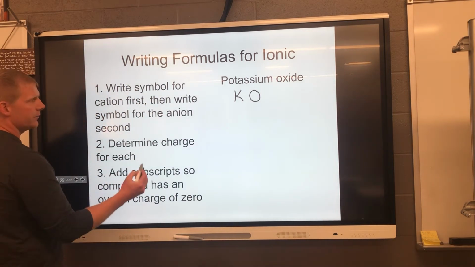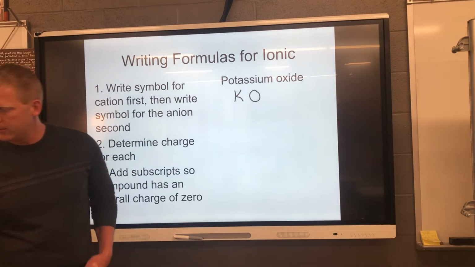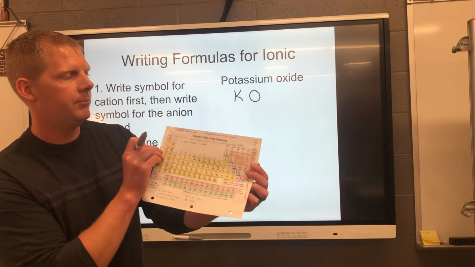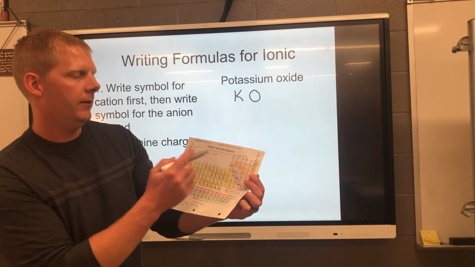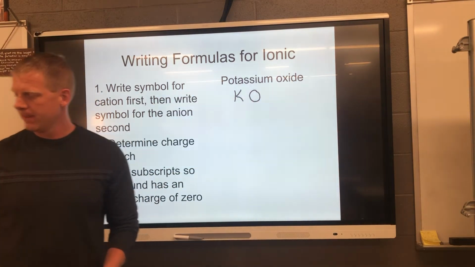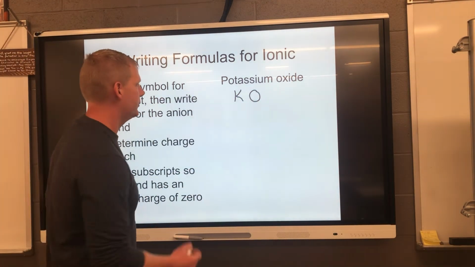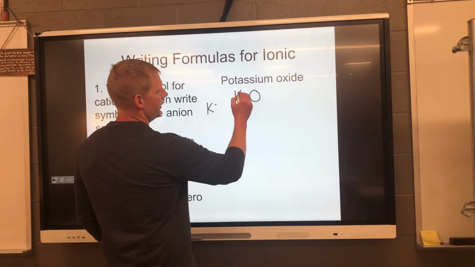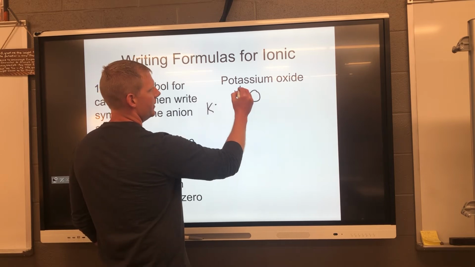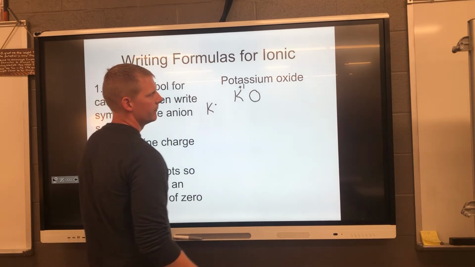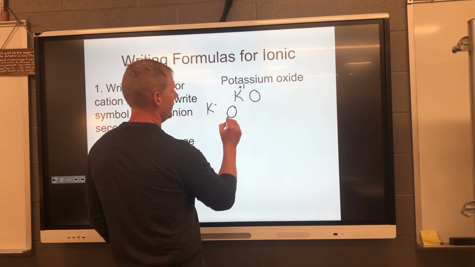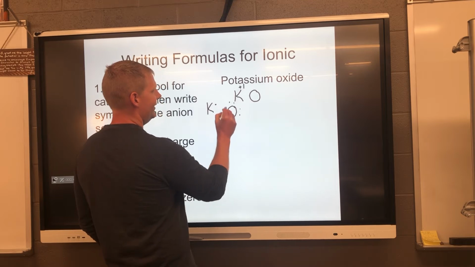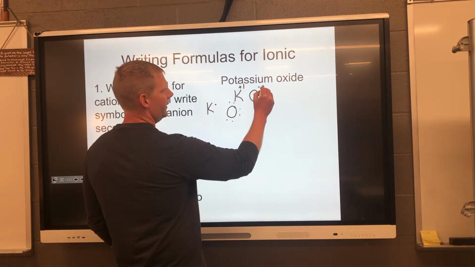Now determine the charge for each one. If you use the answer key section, my periodic table with all the notes, I actually put what ion it forms. Otherwise, you can always go back to the valence electrons. Potassium has 1, so it's going to get rid of that 1. If it gets rid of an electron, it's going to be a positive 1 charge. Oxygen, on the other hand, has 6 valence electrons, so it wants to gain 2 more, so that's going to form a negative 2 charge.